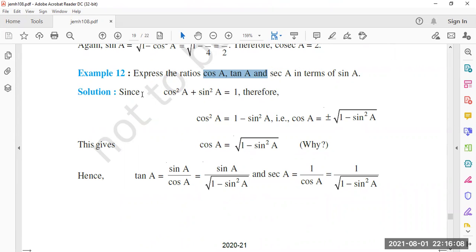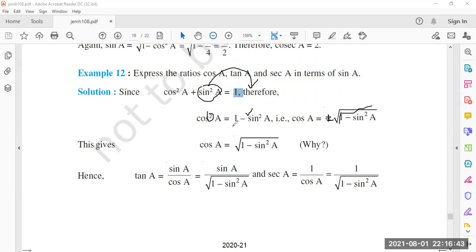For example, since cos square a plus sin square a is equal to 1, therefore cos square a is equal to 1 minus sin square a. What is being done here? The sin square is taken to the right side and it gets subtracted from 1. That is, cos square a is equal to 1 minus sin square a. Now this square is also taken to the right side. What happens when the square is taken to the right side? The square becomes square root. So here plus or minus is written. As per the requirement, we take plus or minus. So this square becomes square root of 1 minus sin square.